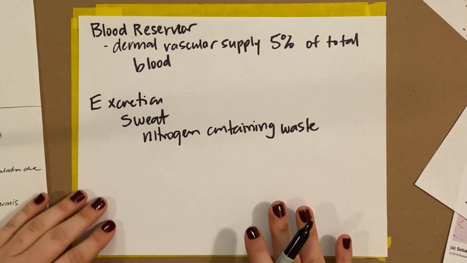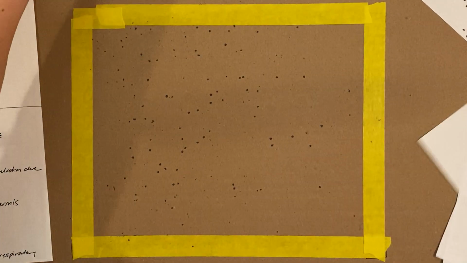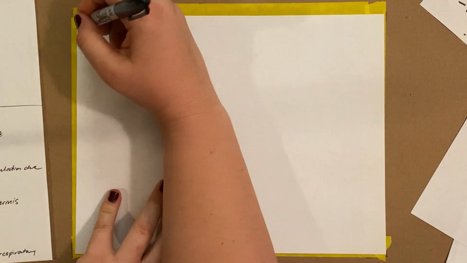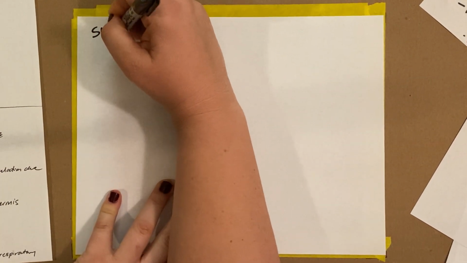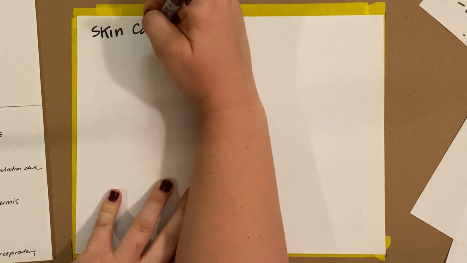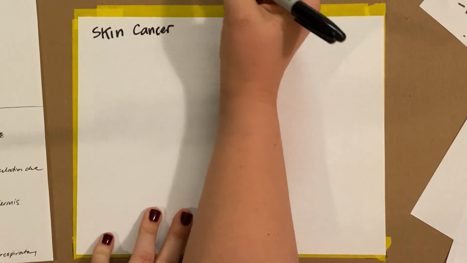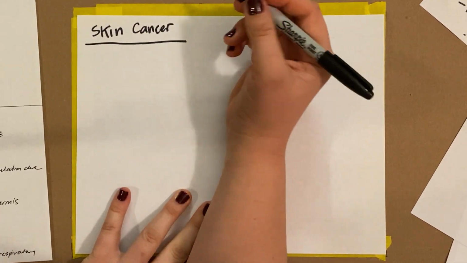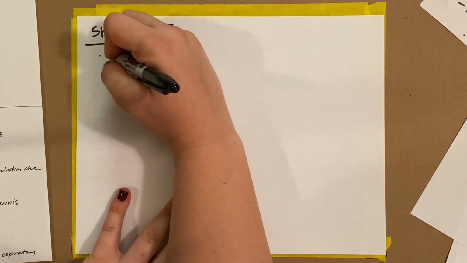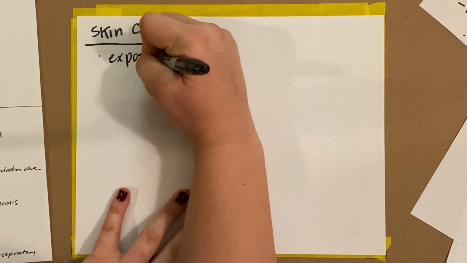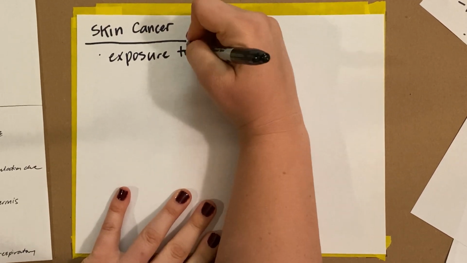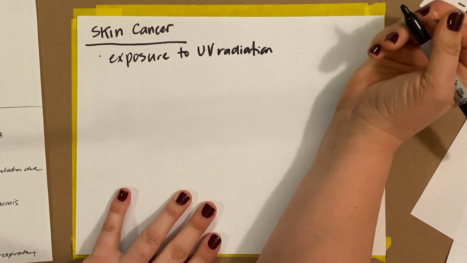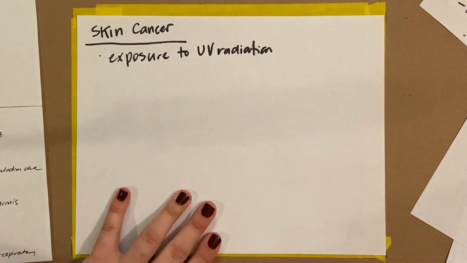The last two things I'm going to talk about are some issues that can arise with the skin. The first is going to be skin cancer, and I'm not going to go into much detail about skin cancer. You can look online about these different types, but mainly skin cancer is very common, and it is going to be caused by exposure to UV radiation, really high amounts. That's why it's important to wear sunscreen.